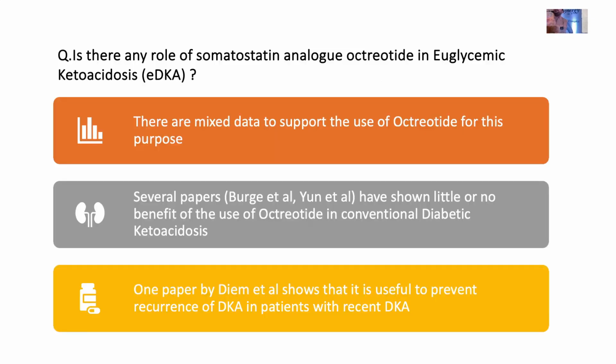Now, having said that, don't start using somatostatin in all your patients, because somatostatin availability is also a problem. We often use octreotide, which is a somatostatin analog, and if you look at data from octreotide, generally the data is mixed. Most of the time, there are several papers which have shown little or no benefit of octreotide in diabetic ketoacidosis. There is just one paper which says that it prevents the recurrence of diabetic ketoacidosis in some of these patients. But the data is pretty minimal, and you should not consider using it in routine patients.